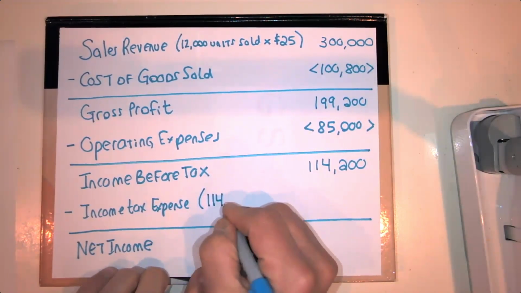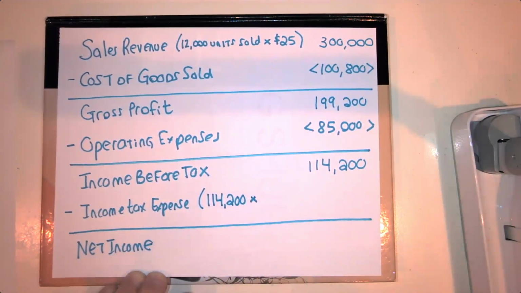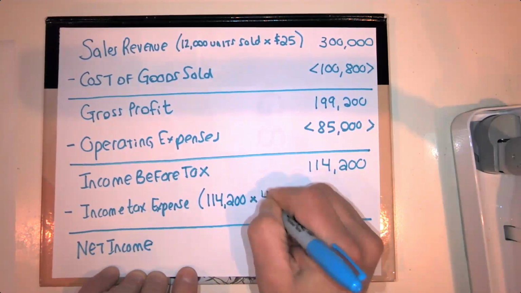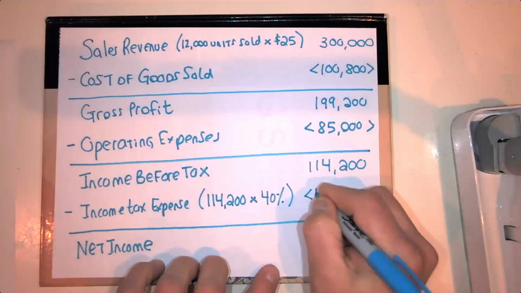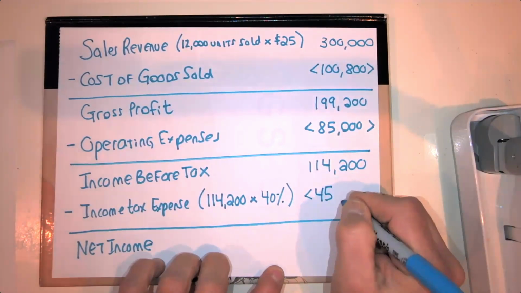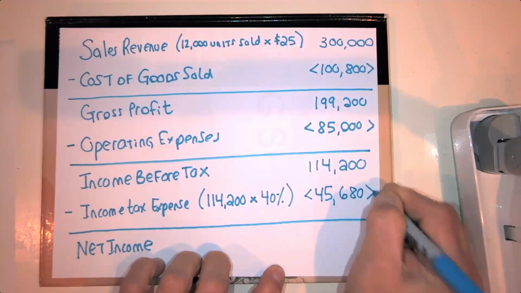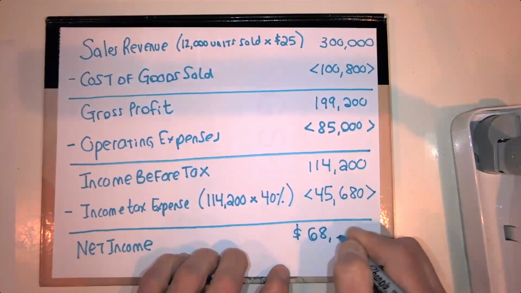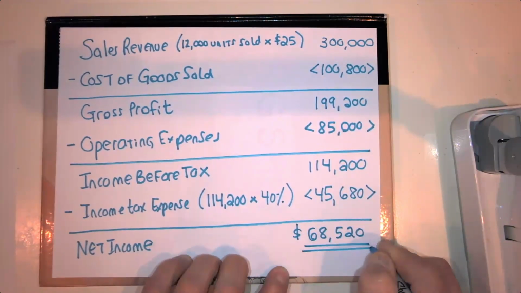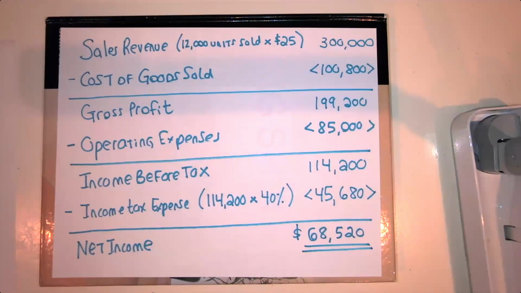So take that 114,200 multiplied by the tax rate given as 40%. And we have income tax expense of 45,680, resulting in a net income of 68,520. I think that's a pretty good calculation. Any questions on what I did there?